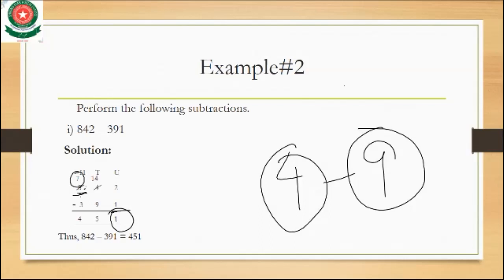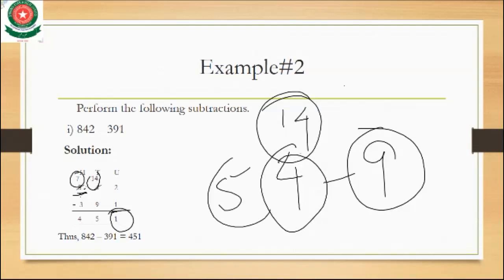14 minus 9 is equal to 5, so we will write 5. Here it is 7, not 8. Why is the 8 not there? Because we take a carry and make 4 into 14. That's why 7 will come.